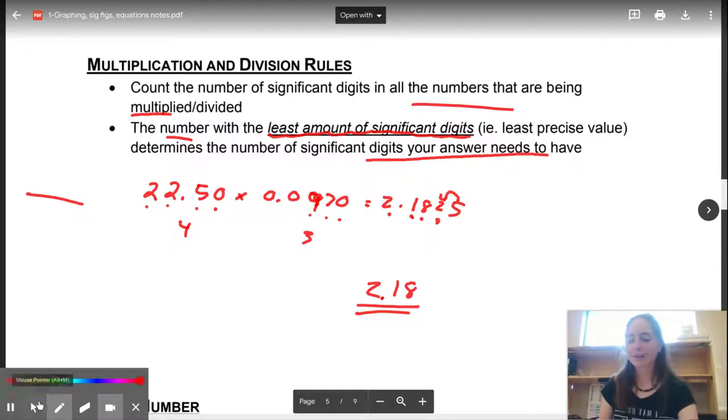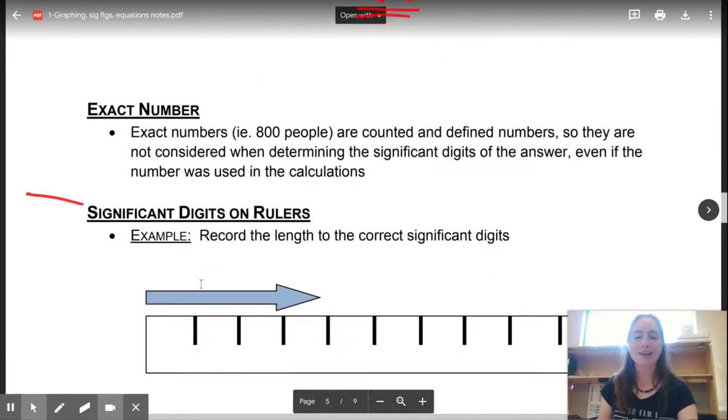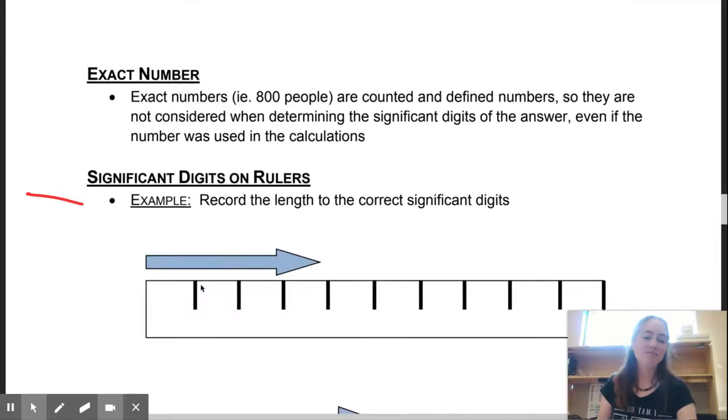So I'm sorry, ladies and gentlemen, but there is absolutely no help for it. You have to memorize those rules. That's just the way it is. You got to do it.